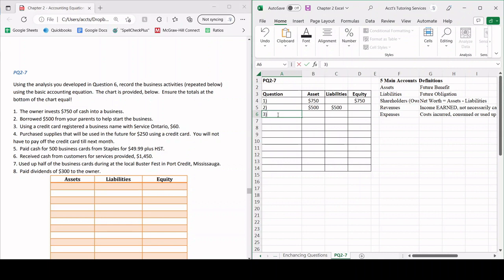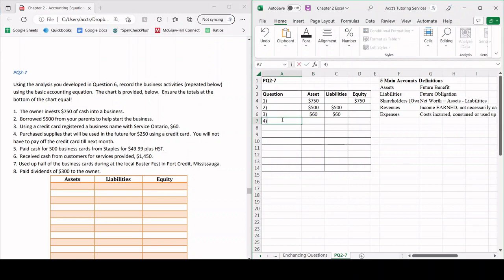So using a credit card, let's stop right there. We know that a credit card is a liability because we have to pay it off in the future. So our liability is going to increase by $60. Using a credit card, registered a business name with Service Ontario. We know that a business name is an asset because it provides us with a future benefit. So our asset is also going to be increased by $60.